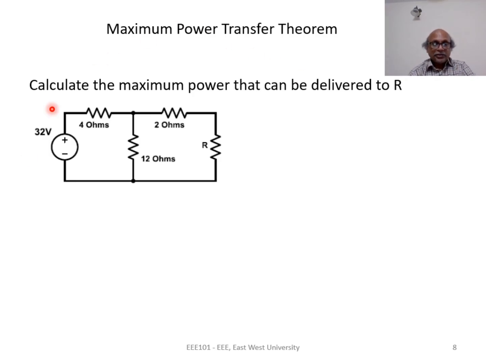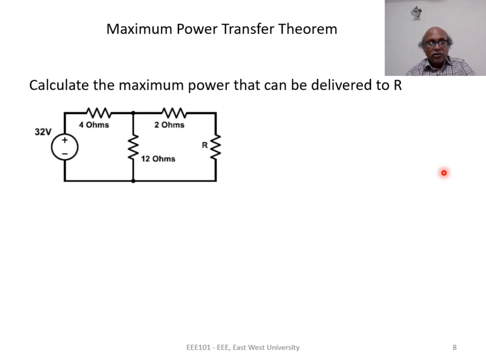Now we'll look at the solution of an example problem on maximum power transfer theorem. In this circuit, R is our load resistance and we want to find out what is the maximum power that can be delivered to R. Here R is not fixed. We can vary R from 0 to infinity and set it at any desired value to get the maximum power.